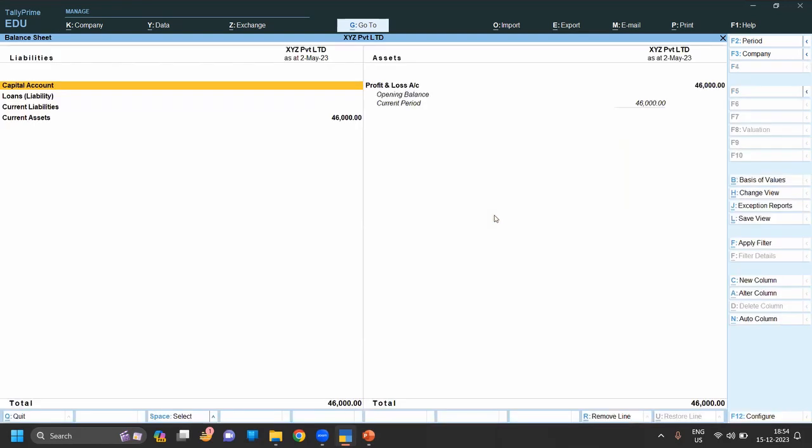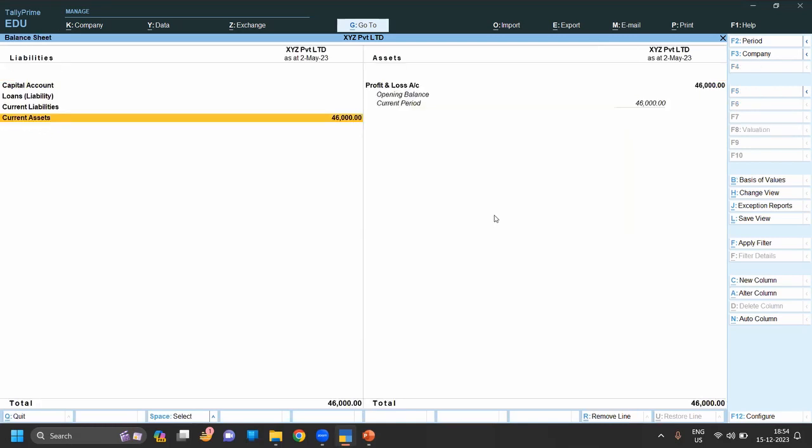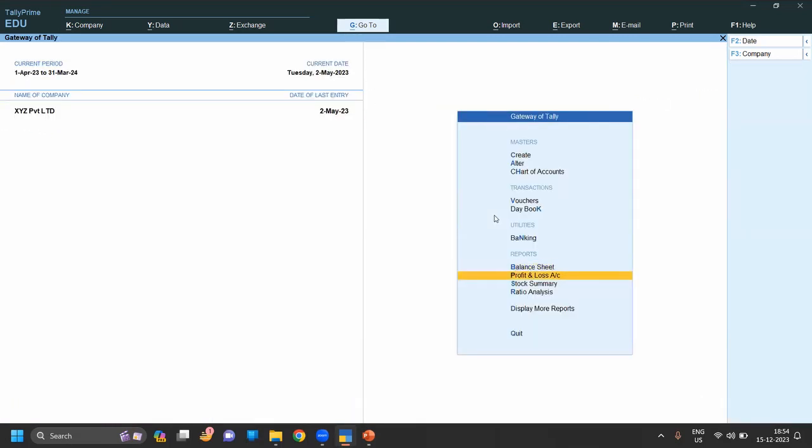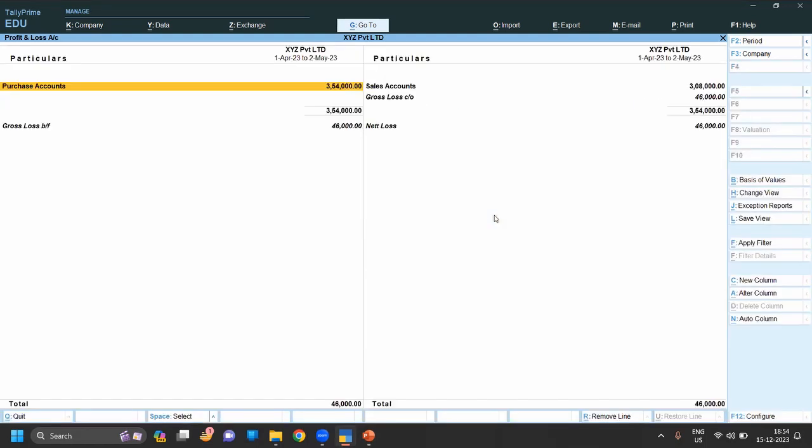and in balance sheet, we can see the profit and loss. What amount we have still not entered. Okay. In balance sheet, you can see the balance. In profit and loss account, purchase account, you can see how much purchase you have made and how much sales you have made. Okay.